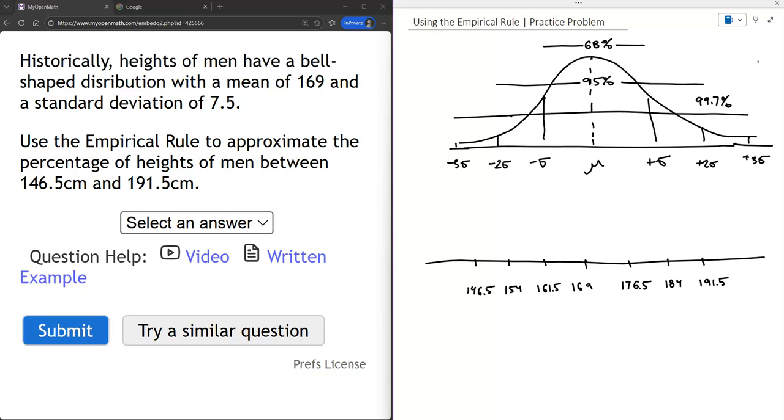146.5. And therefore, we're going to have 68% of the data here. 95% of the data will be here. And 99.7% of the data will be here, in those intervals.